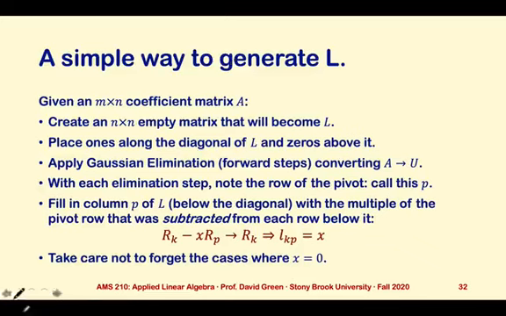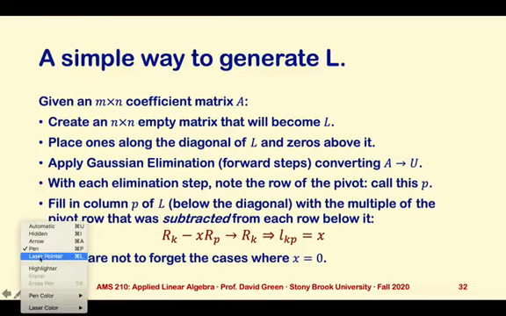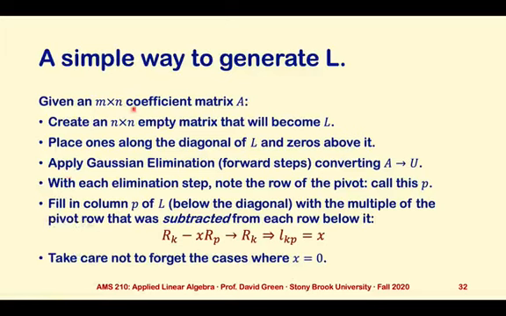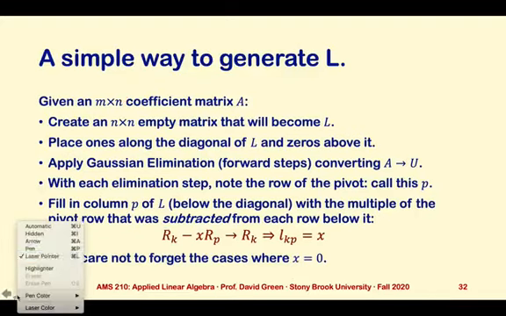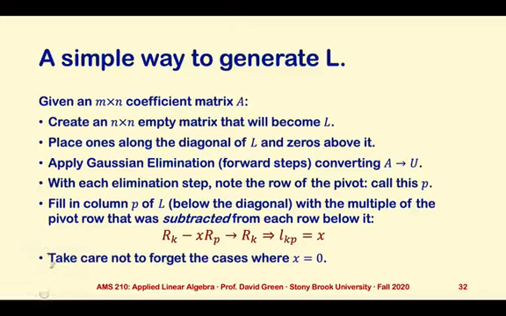The general procedure is outlined right here. Given some m by n coefficient matrix, m rows, n columns, and there's a slight error here, we create an m by m empty matrix that is going to be L. We have to have the same number of rows in L as we do in A, and L has to be square.